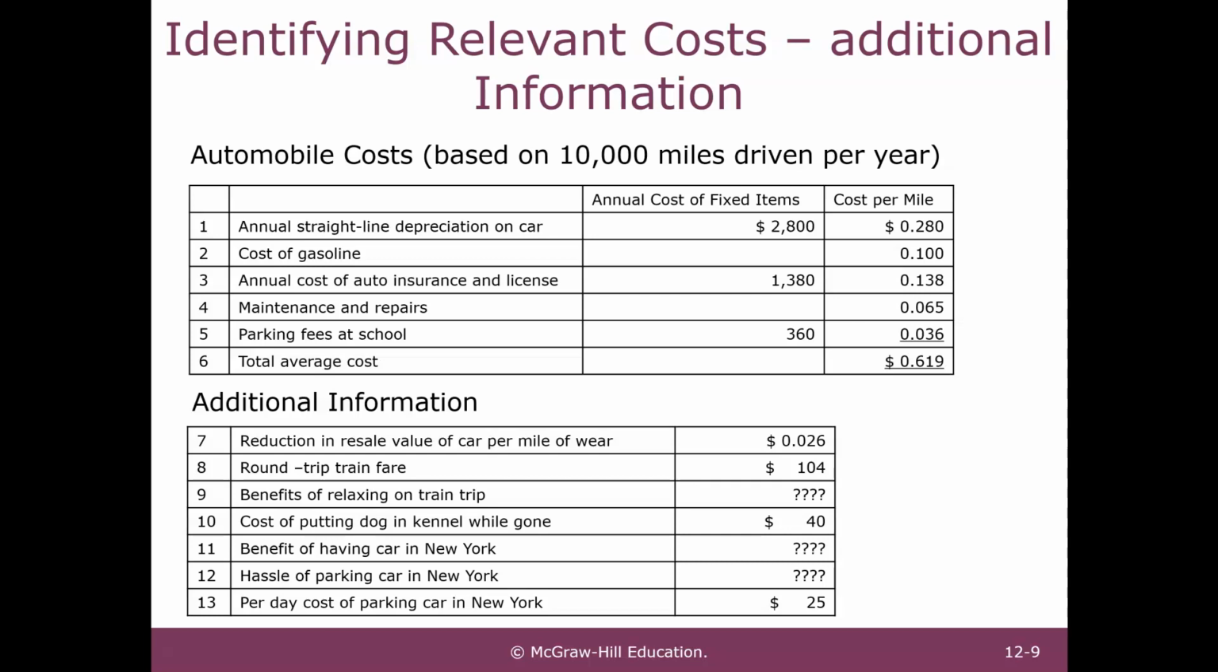Some of the information here is relevant and some is irrelevant. And we need to decide between the two which is relevant or which is irrelevant. But before we do that, we do want to look at this additional information. The first additional information is the reduction in resale value of her car for each mile of wear is 0.026 cents.